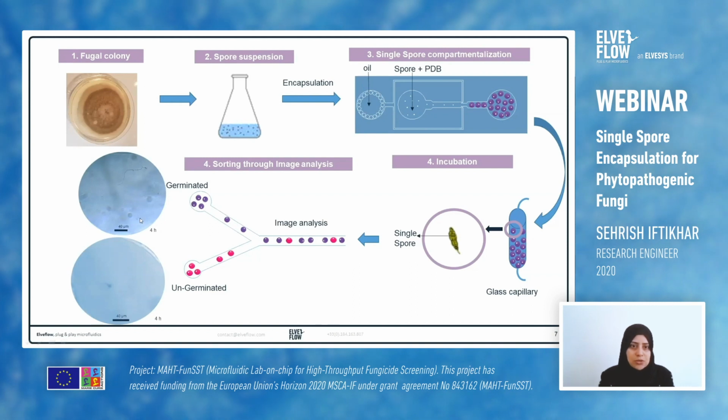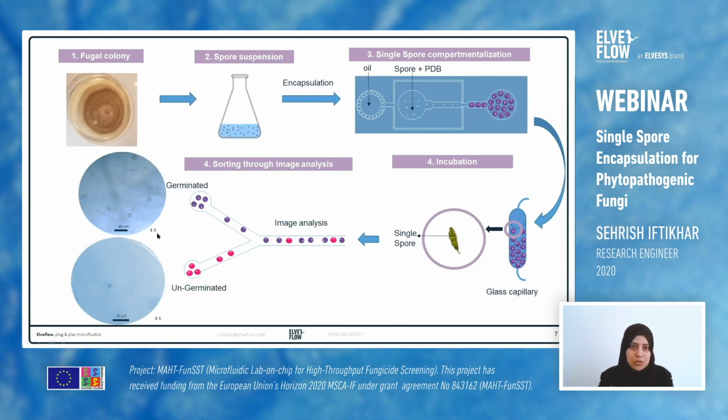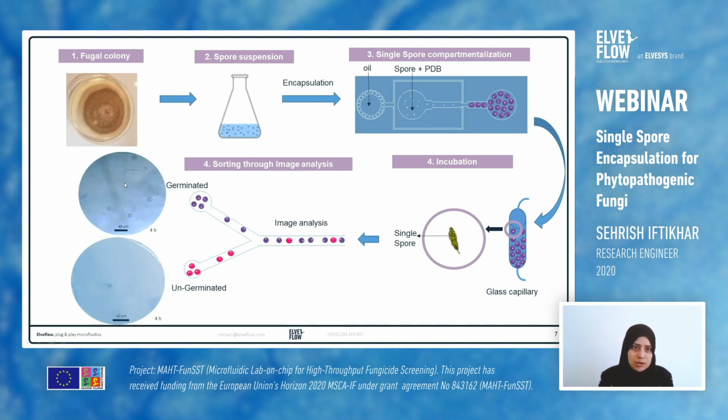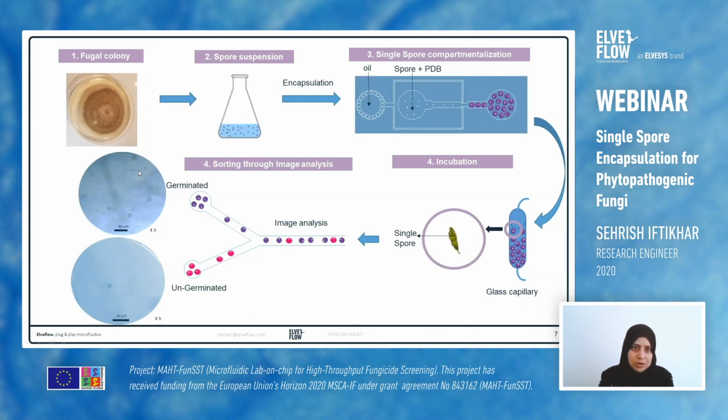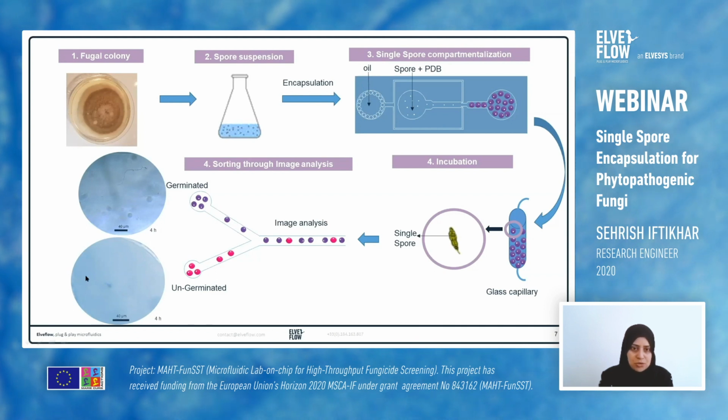spores. So here you can see it's the Alternaria spore, which is germinated after 4 hours of incubation at 27 degrees. And here it's the filament or hyphae of the Alternaria spore, while in the lower figure you can see that it's just the spore and it's not germinated.